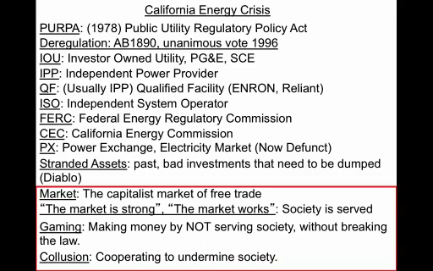Gaming is when a company can make money by not serving society, by somehow tricking society into getting money without breaking the law, or, as the case may be, without getting caught. Collusion is when different organizations cooperate to undermine society. This is what happened in 2001.